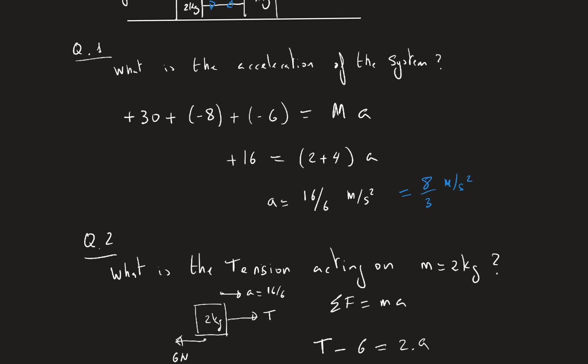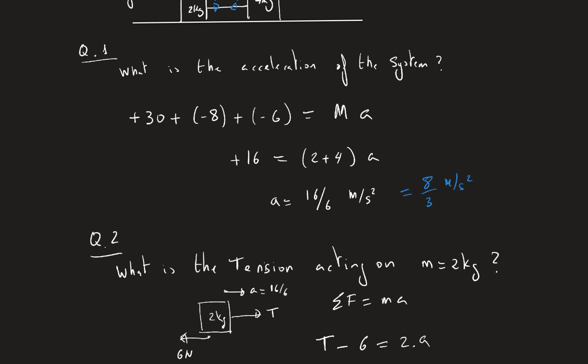What does question 2 say? What is the tension acting on the mass 2? On this mass of 2 kilograms, what is the tension acting? So you will isolate the system. You will say, now my system is the 2 kilograms. And I will see what are the external forces acting on the 2 kilograms. So Newton's law says the sum of all the external forces. What are the external forces now?